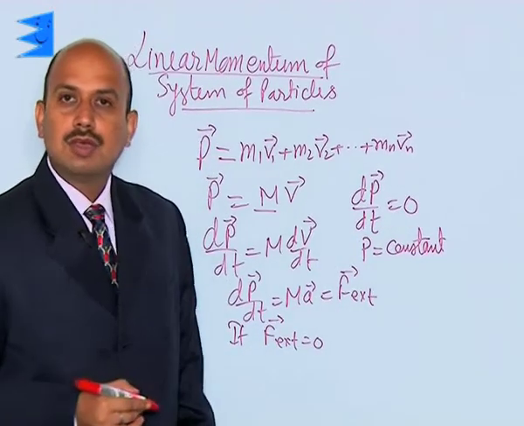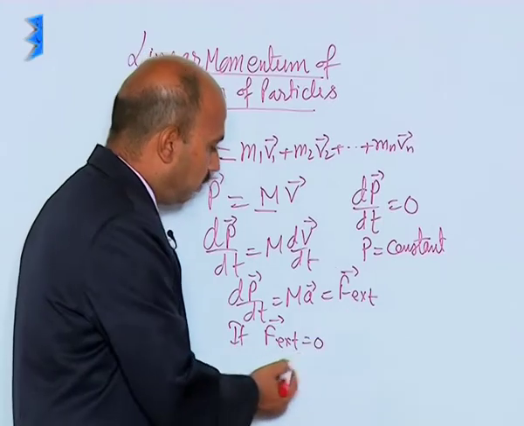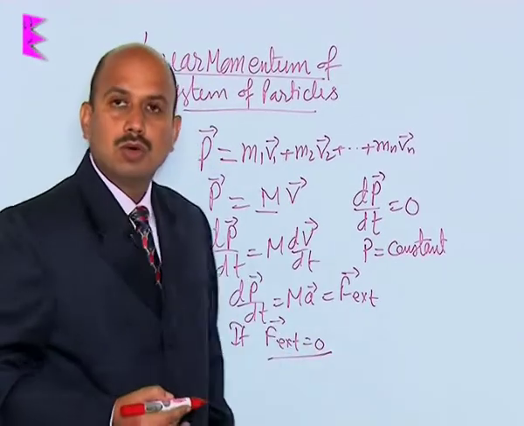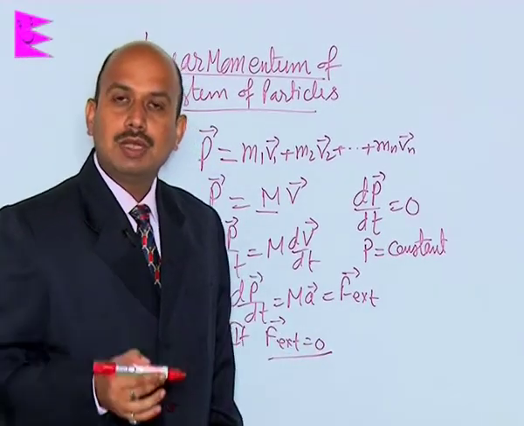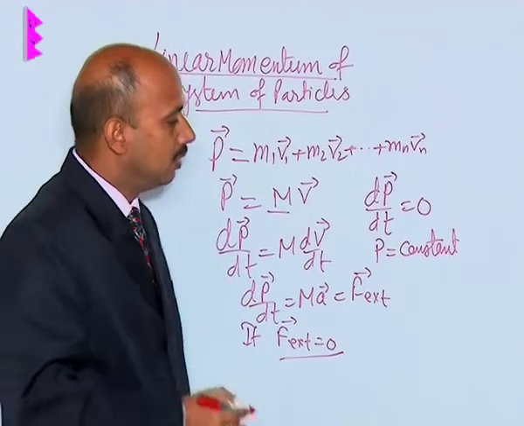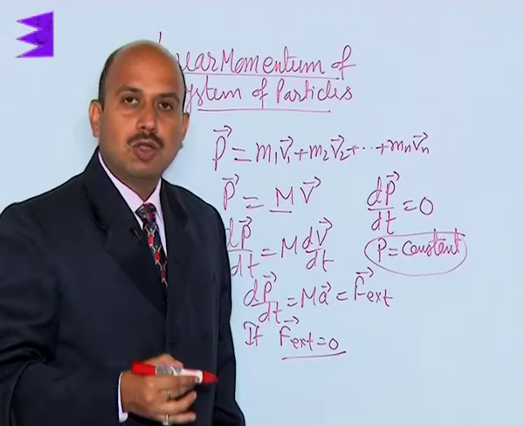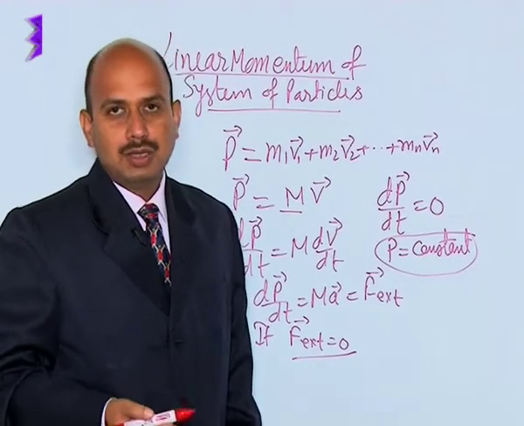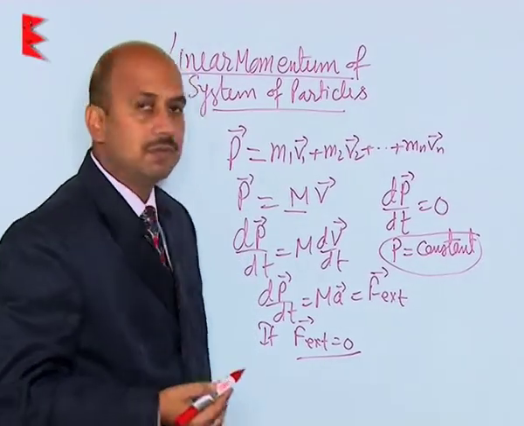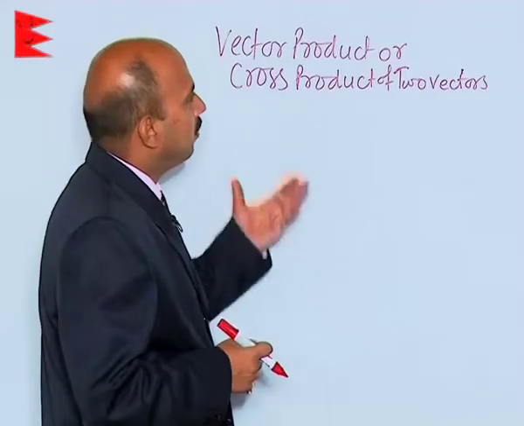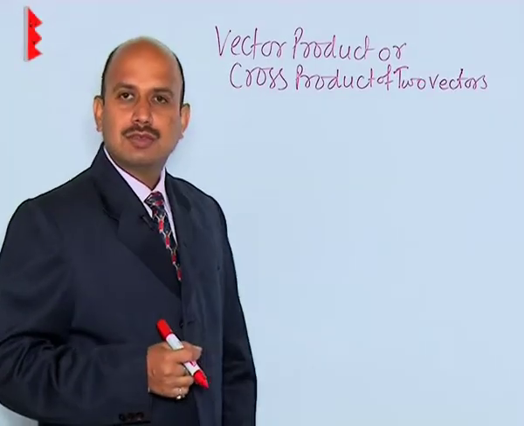It means if the external force on the system is 0, then the total linear momentum of the system of particles remains constant. This is known as the principle of conservation of linear momentum in the case of center of mass. Now, see here, the vector product or cross product of two vectors.